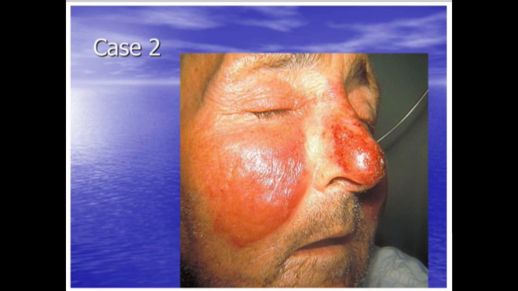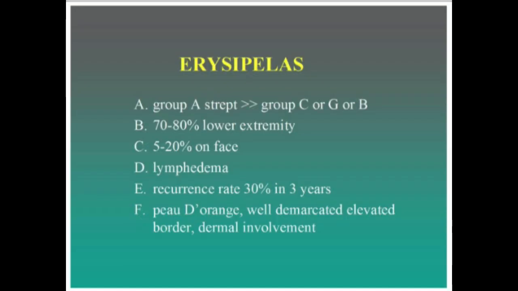Very good. That's erysipelas. The most common cause is group A streptococcal. However, other streps can also cause it. Most of the time you see it in the lower extremities, about 70 to 80%. It can be associated with lymphedema. In such cases, it may relapse. Some patients need chronic prophylactic antibiotics.